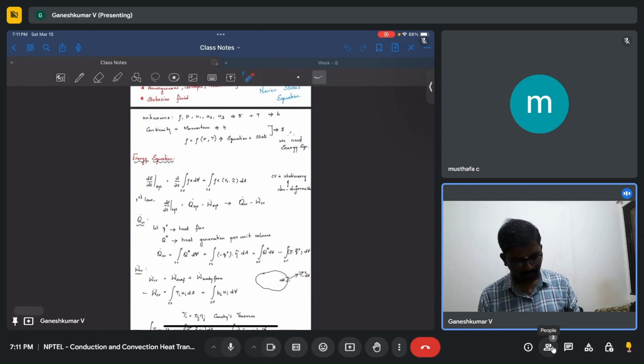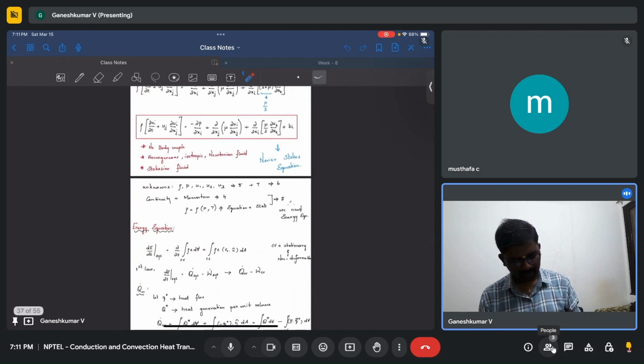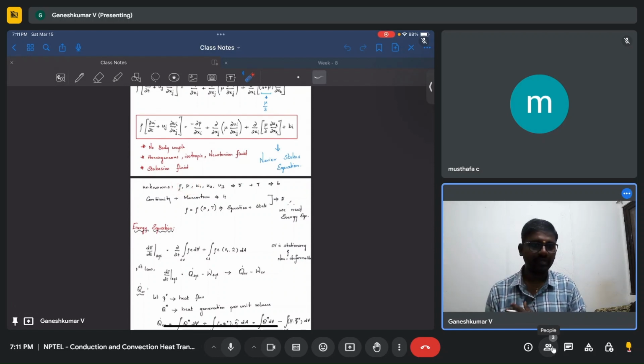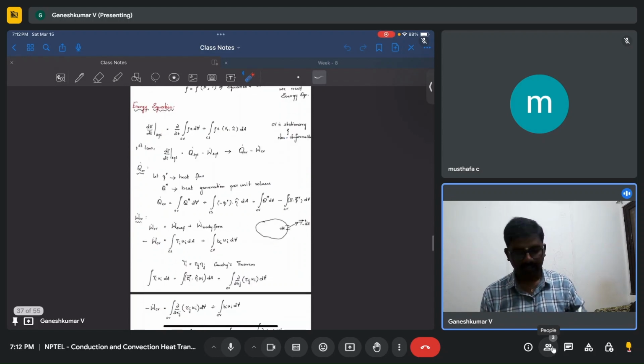And what we found out is that we had this additional unknown, pressure. So in order to close the pressure, we need an equation of state, and the equation of state again introduces an additional unknown called temperature, and we need an equation to solve for temperature, and that is what the energy equation is. Again, you go back to the Reynolds transport theorem.